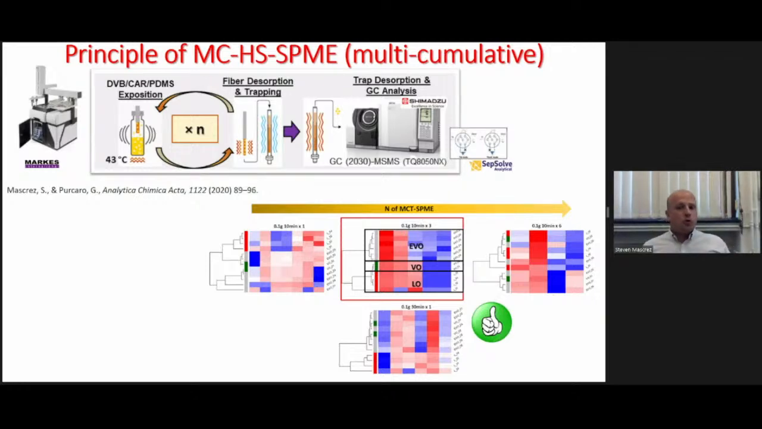And also by using a reduced time, as we can show you here, we avoid the displacement effect, where generally the most volatile compounds take the place of the semi-volatiles. And here, just to show you that depending on the number of extractions, here three, we can achieve a good clusterization of the three different classes of olive oil: extra virgin, virgin, and lampante.